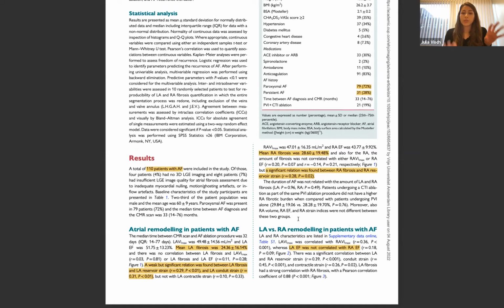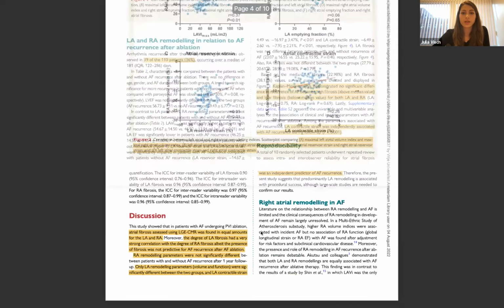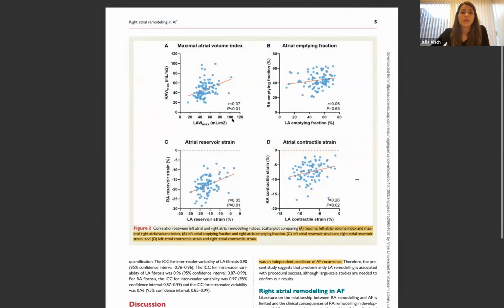Then we wanted to compare left atrial remodeling parameters with right atrial remodeling parameters. And I can show you that here in this figure. We found that the maximal atrial volume index was very strongly correlated from left to right, as well as atrial reservoir strain, contractile strain, and conduit strain. This strong correlation was not found for the emptying fraction.